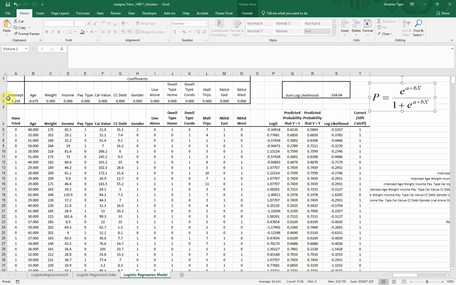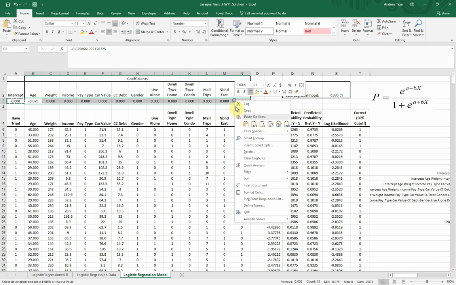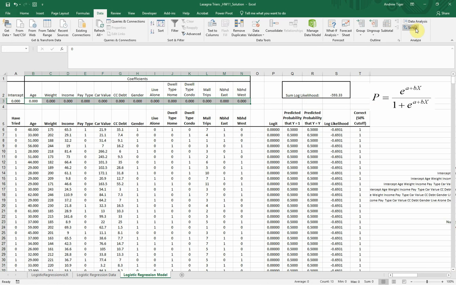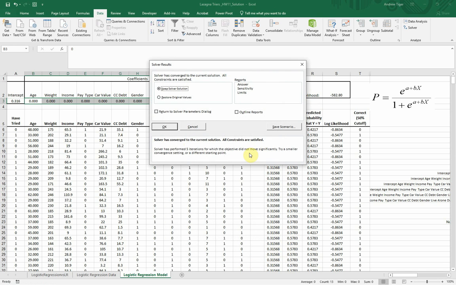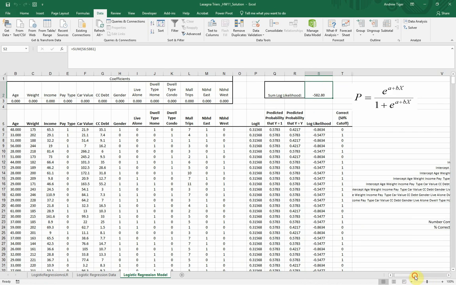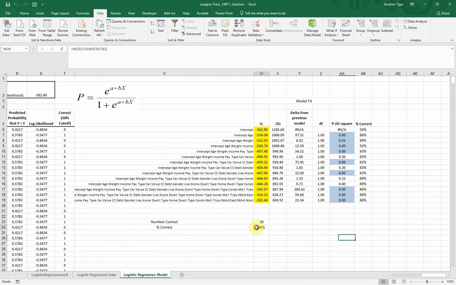And after I did that, then I set all these equal to 0. Copy, paste special, and then when I hit solver, which is already set up, I'm only changing the first one, and I'm using the nonlinear solver. And when you solve this, you get a maximum likelihood of minus 582 is what I got with the intercept. It tells me if I got it correct or not based on a plus or above 50%, and I can get a percent correct and my log likelihood.